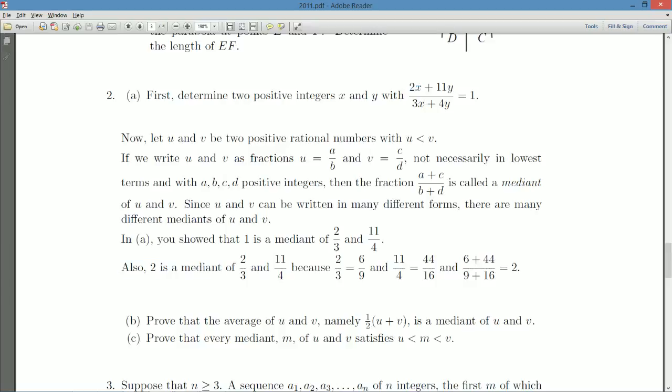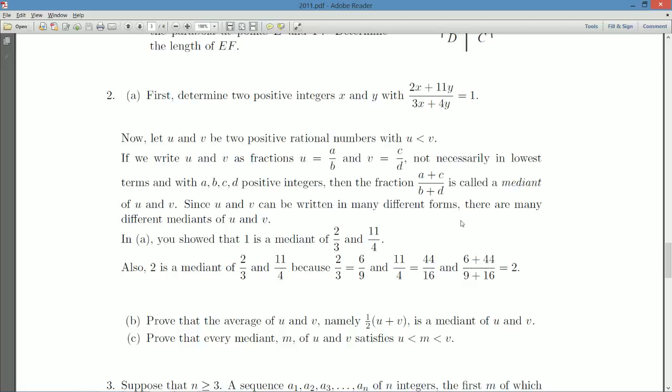We can also see that 2 is a mediant of 2/3 and 11/4 because we can write 2/3 as 6/9 and 11/4 as 44/16. 6 plus 44, we add the numerators, we have 50 over 9 plus 16. Add the denominators together, that's 25. 50 over 25 is 2.